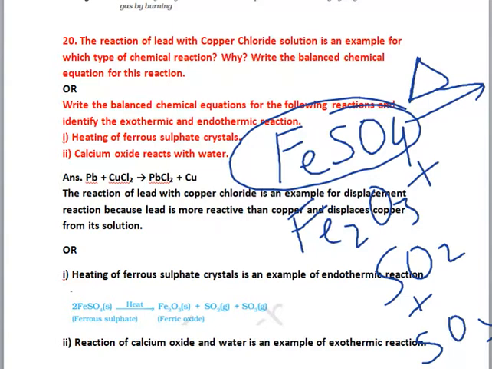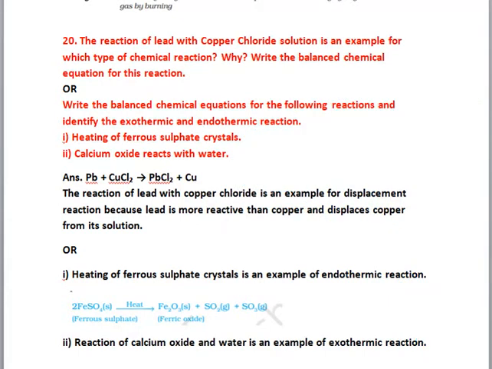So as you can see, heat is used for breaking the crystals of FeSO4. So which type of reaction is it? It is an endothermic reaction. Heat is used for this reaction. So it is an example of an endothermic reaction.